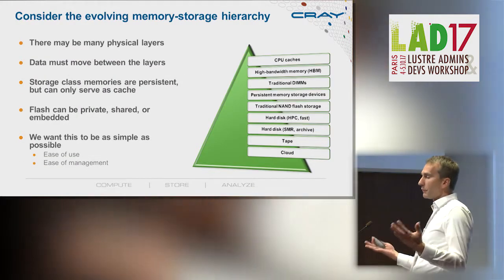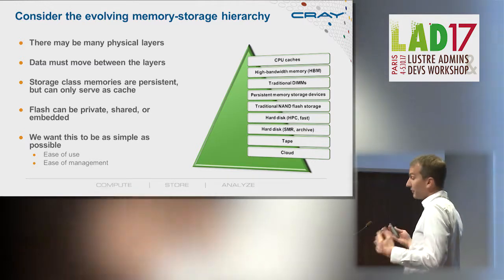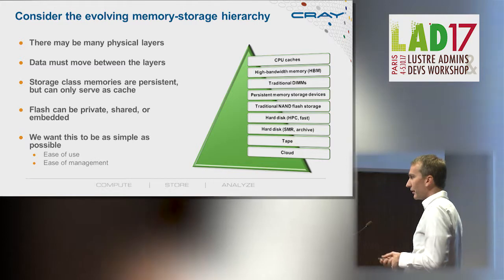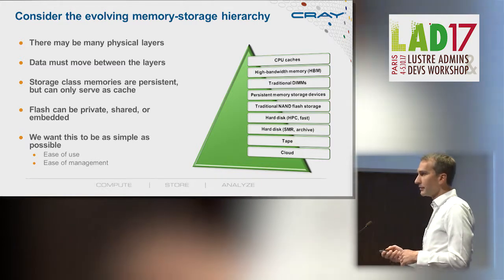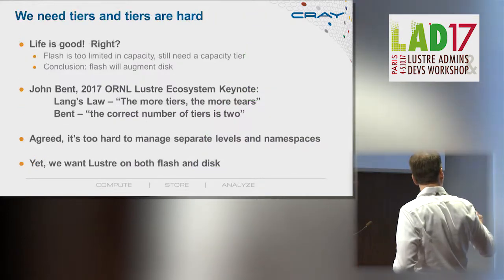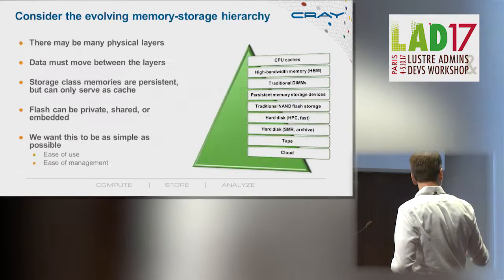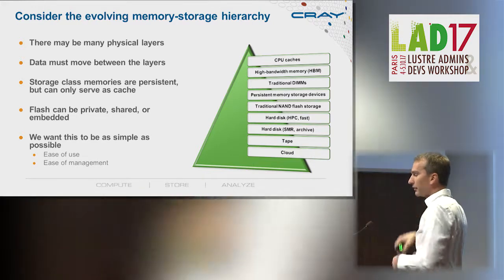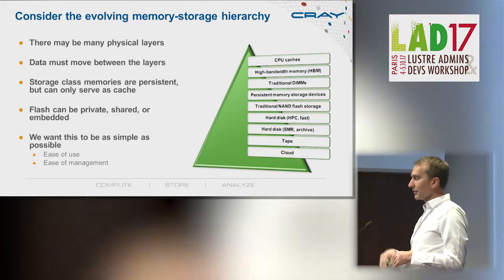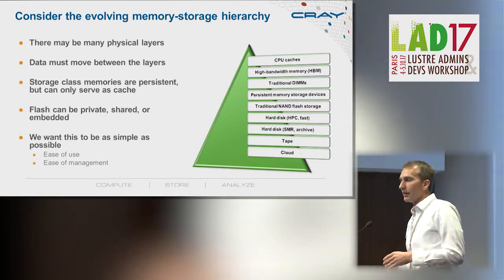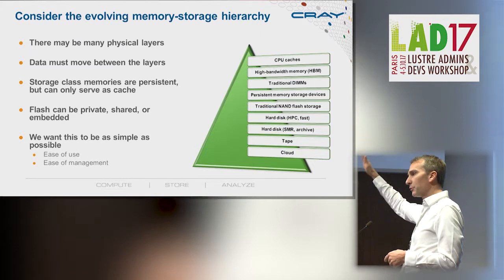So just for a moment, consider what is an evolving memory storage hierarchy today. You've got a whole bunch of very low latency, high bandwidth devices at the top. On the right-hand side, you can see here, just quickly, we've got CPU caches at the top, we've got tape at the bottom, all kinds of stuff in between. And we've got to think about the data movement between these layers, right?